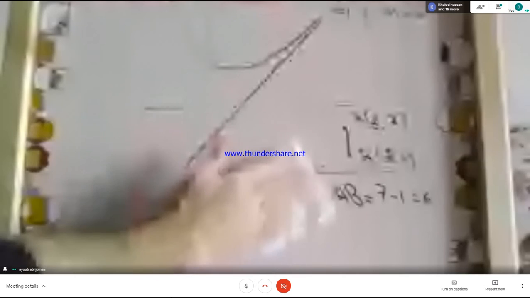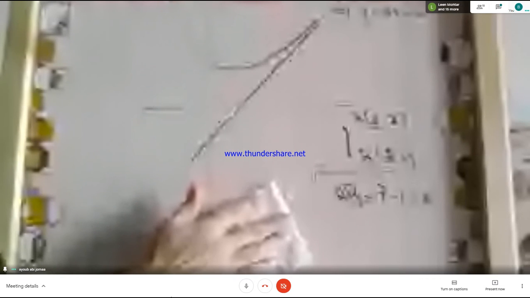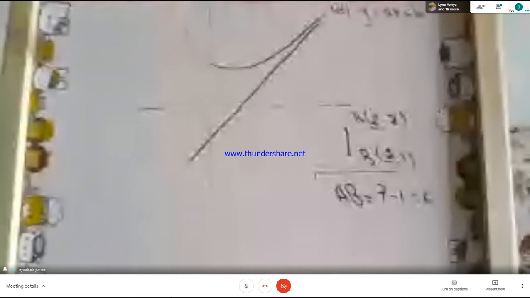This is the distance. If the points have the same y, do we add the x values or subtract the x values? You subtract the x values. Okay?